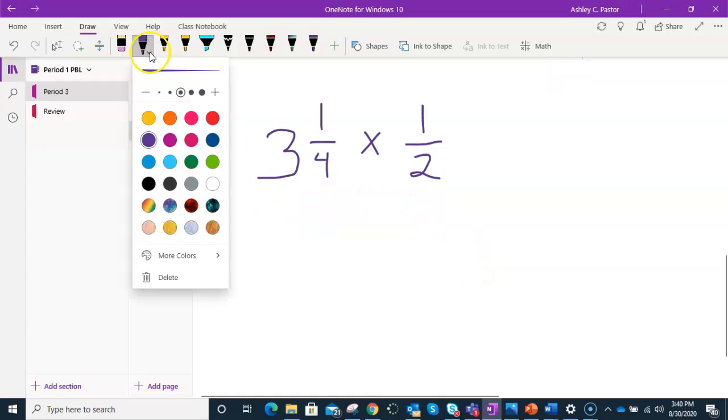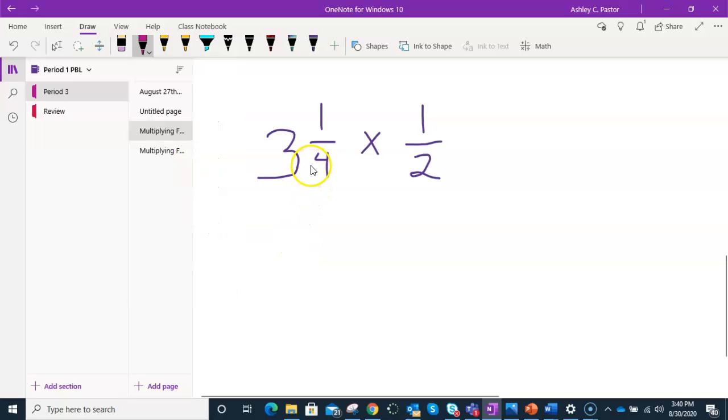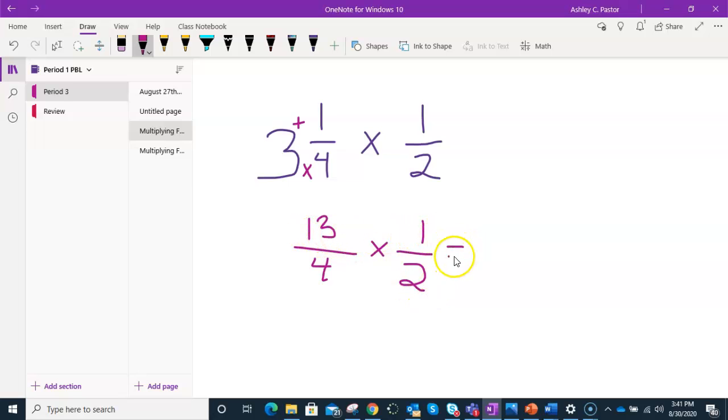Okay, so here we're going to review this. 3 1/4, I know I have to switch into an improper fraction. 3 times 4 is going to get me 12, and if I add 1, that's going to get me 13. So now I have 13/4 times 1/2. Just like before, I'm going to multiply straight across. 13 times 1 is 13, and 4 times 2 is 8. So I have 13 over 8.